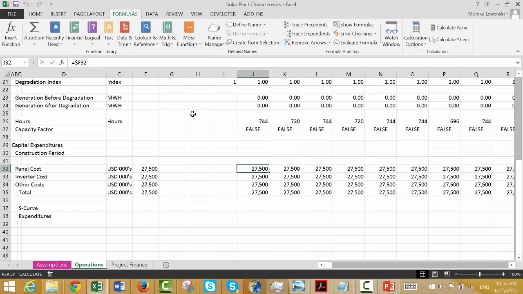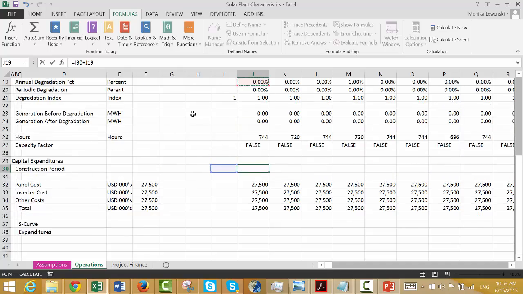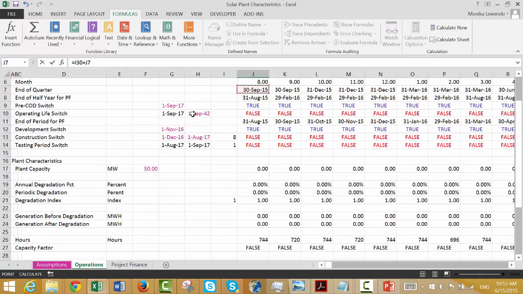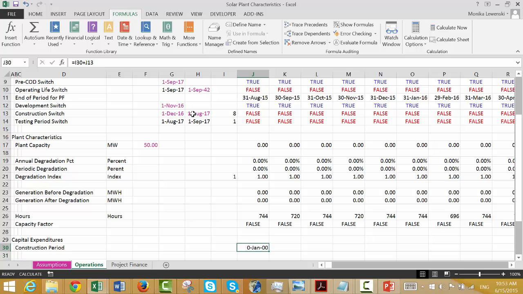Shift Control R. We could have obviously done it differently. Now the construction period, that's a little more interesting. That's this one, plus let's go up to the construction switch and just add one for that. Shift Control R.